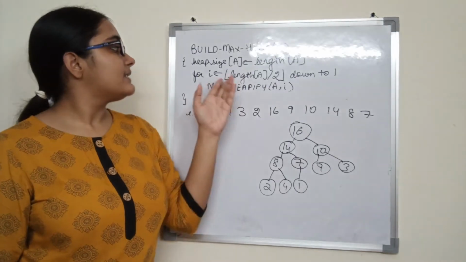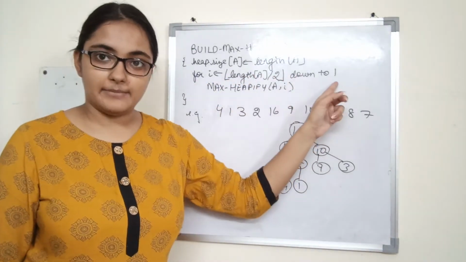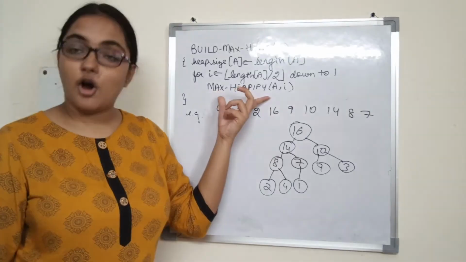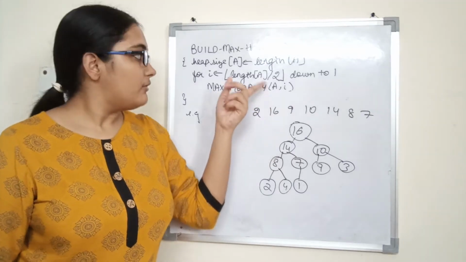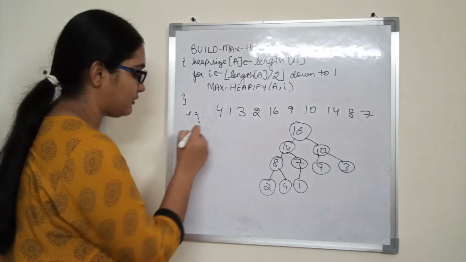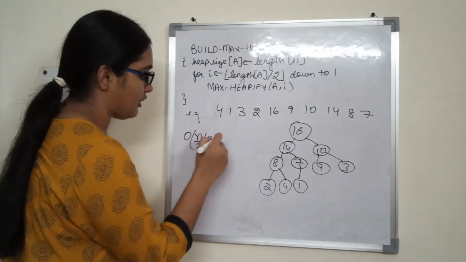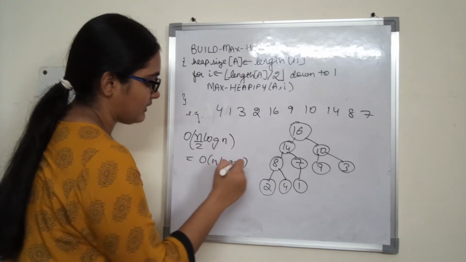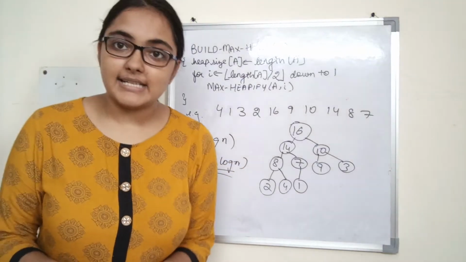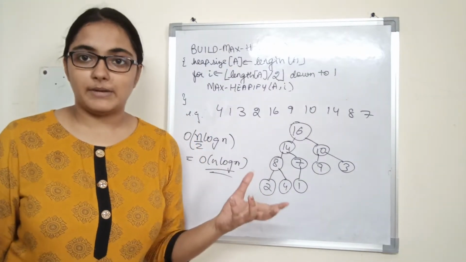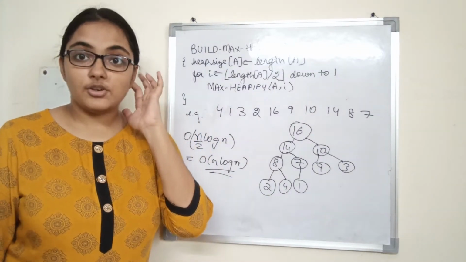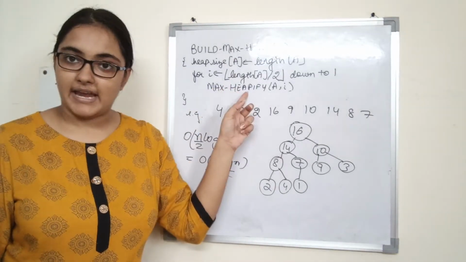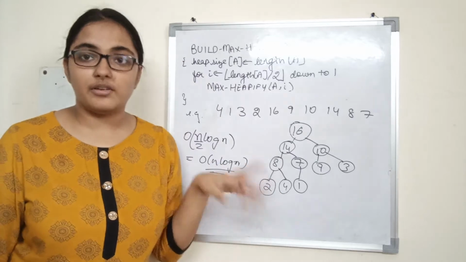It may look like, since the for loop is running n by 2 times, that is from n by 2 to 1, and max heapify takes log n time, the time complexity would be order of n by 2 log n, that is order of n log n. But it is not the tightest upper bound we could have on the time complexity of the build max heap. If we look carefully, the time taken by max heapify depends on the height of the node on which it is called.